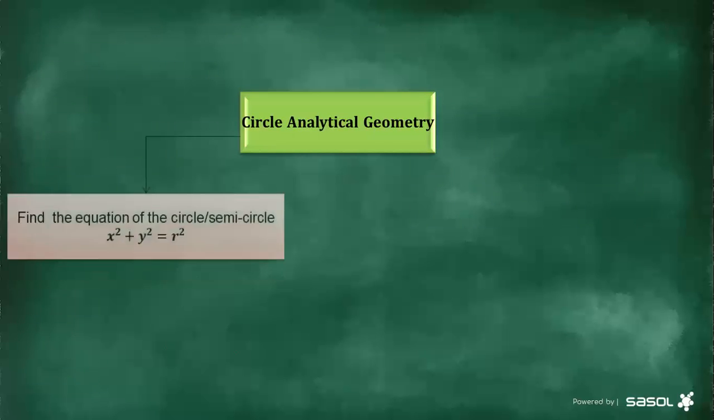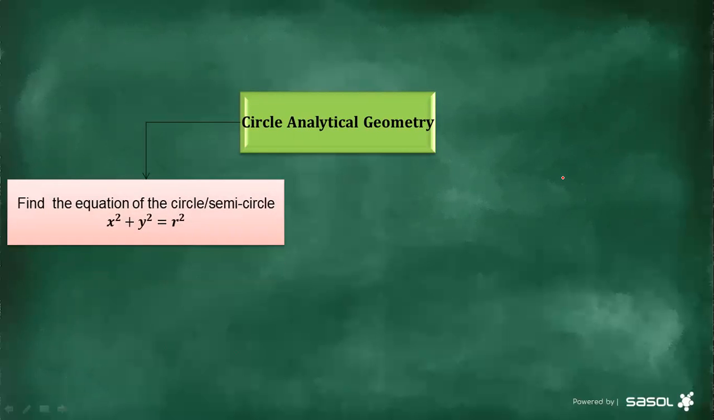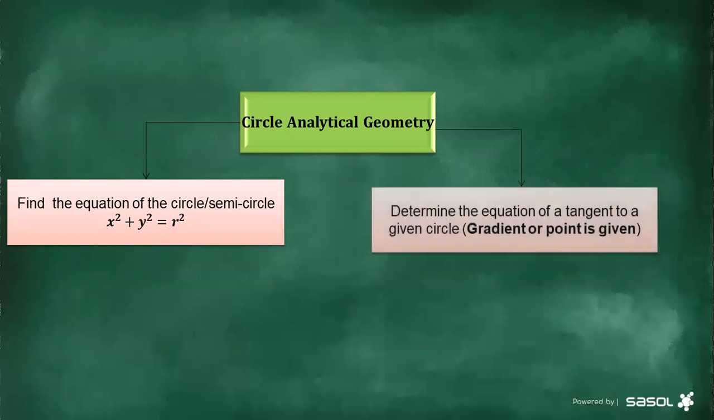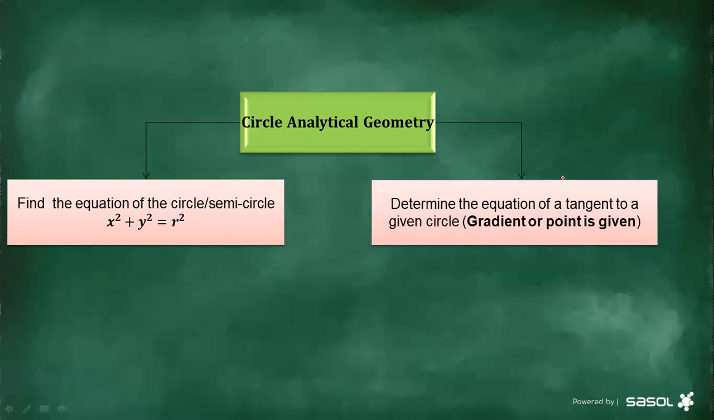All right, we are done with linear analytical geometry. We are now into circle analytical geometry. For circle analytical geometry, we must be able to find the equation of a circle, that's number one, of a semicircle in the form x squared plus y squared equals r squared. And then we have to determine the equation of a tangent to a given circle if the gradient or a point is given. All right, now let's see what we are going to be discussing under circle geometry.